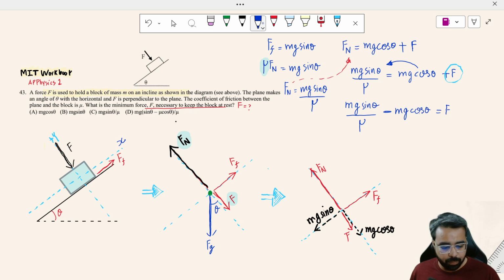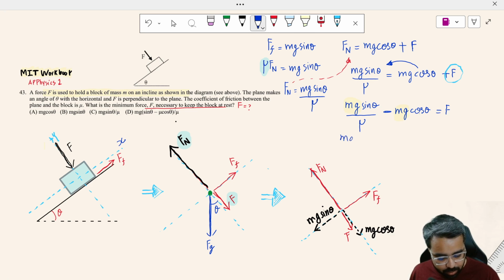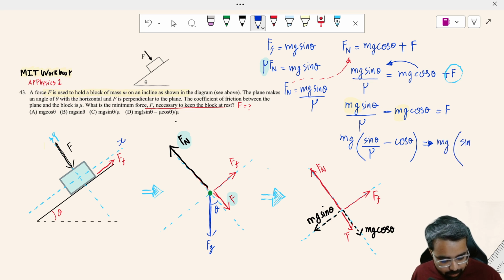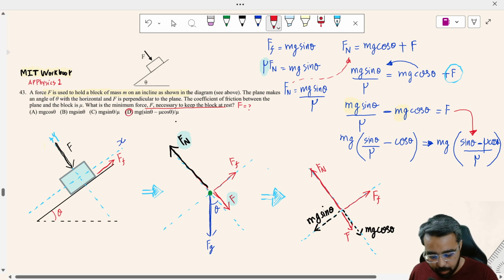Now dear students, you can see we have one common factor, and that is mg. So you can take it out of the bracket. So inside we have sine theta over mu minus cos theta. Upon further solving this expression, it will become mg into sine theta minus mu times cos theta, divided by mu. So this is finally the force that we needed to find. This is the minimum force, and that's why our right answer should be option D.